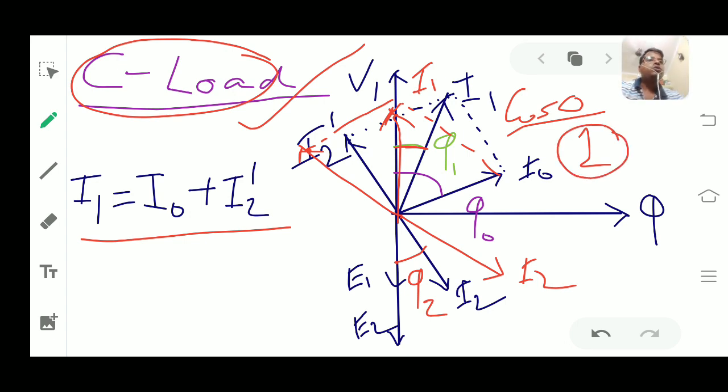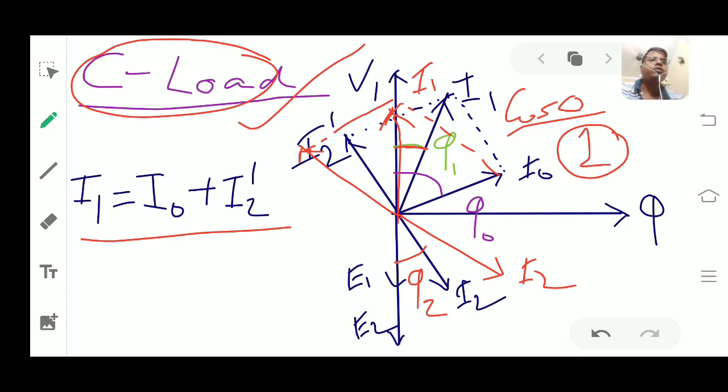One question is often asked: at what kind of load may the transformer operate at unity power factor? Your answer should be at capacitive load. Hope you are understanding. Okay, fine.